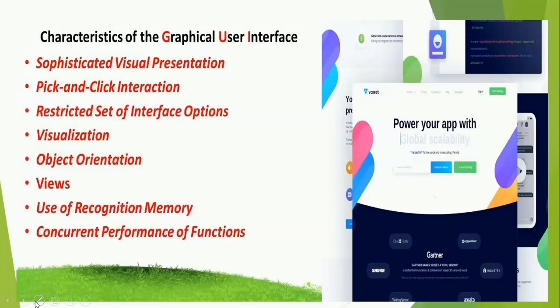First point is any graphical user interface should have a sophisticated visual presentation. Second point is pick and click interaction. Third one is restricted set of interface options. Fourth one is visualization. Fifth is object orientation. Then you have views, use of recognition memory, and concurrent performance of functions. So these are the side headings of the characteristics of graphical user interface. Let us see the first point here, that is sophisticated visual presentation. I'll be explaining in the next slide.